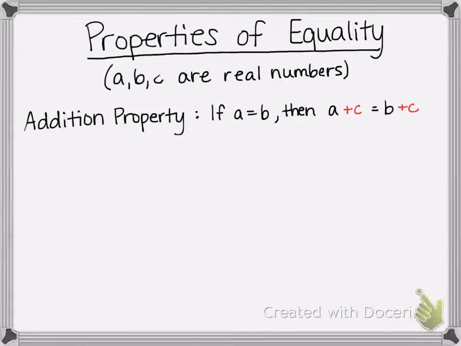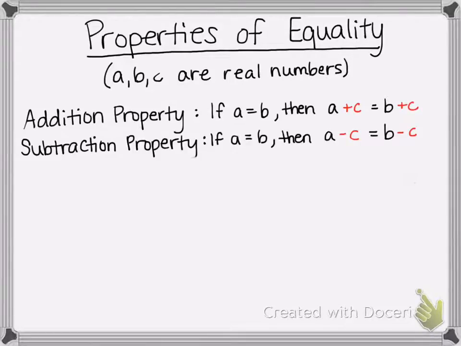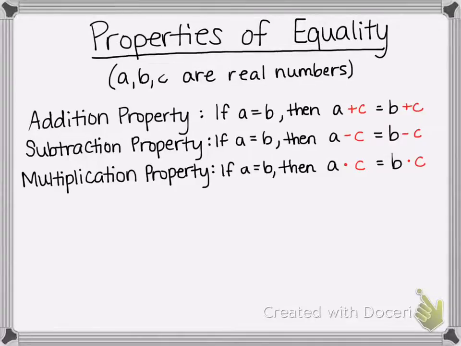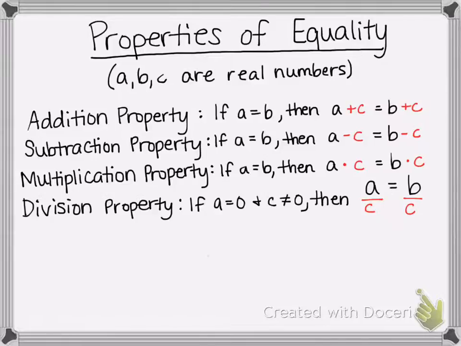Okay, addition property, well, if you add something to one side, you have to add it to the other. Subtraction property, if you subtract a number from one side, you have to subtract it from the other. Multiplication property, are you catching up on the pattern? If you multiply one side by a number, you have to multiply the other side by a number. And then we have the division property. If you divide one side by a number, you have to divide the other side. Notice it also says that C cannot be equal to 0. Well, if you think about it, you can't divide by 0, so duh.